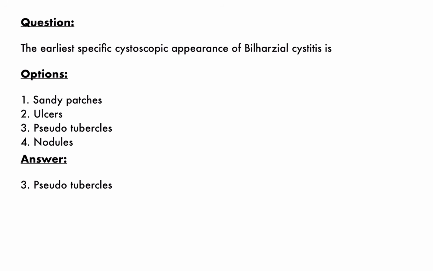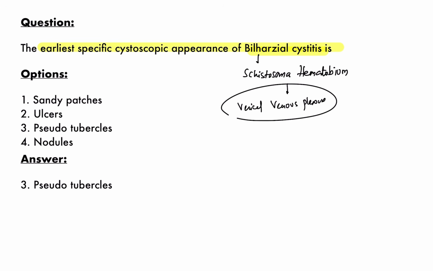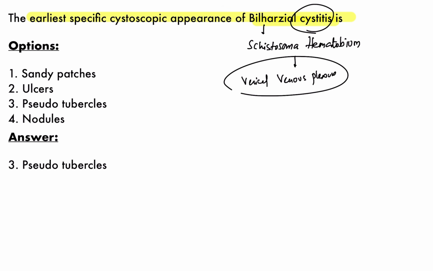Right. Now, earliest specific cystoscopic appearance of bilharzial cystitis. So, bilharziasis is because of Schistosoma haematobium. This haematobium has a special predilection for the venous plexus, that is the vesical venous plexus. That's why it goes to the bladder. It causes bilharzial cystitis. But when you do cystoscopy, not microscopic, cystoscopic appearance, it has a characteristic appearance. So what are the characteristic cystoscopic appearances? One is it can form pseudotubercles.